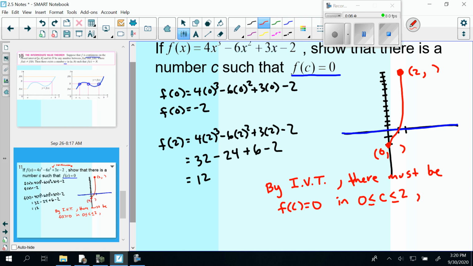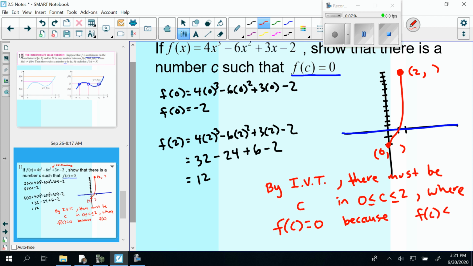I'm going to rephrase this. There must be a c in this interval where f of c equals 0, because f of c we know is going to be between the value at 2 and this value, which came out to be negative 2. So because 0's in between there, it has to pass through there by the intermediate value theorem.